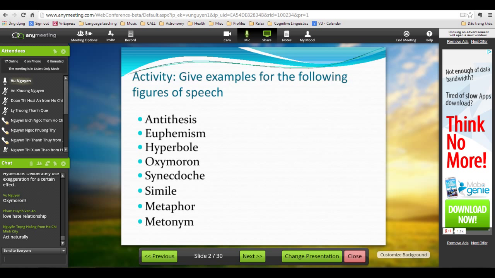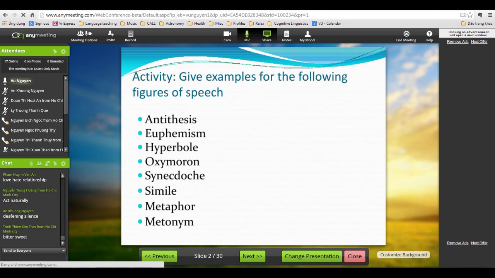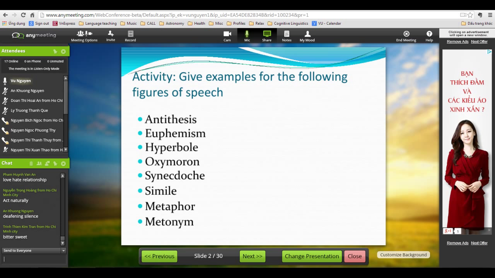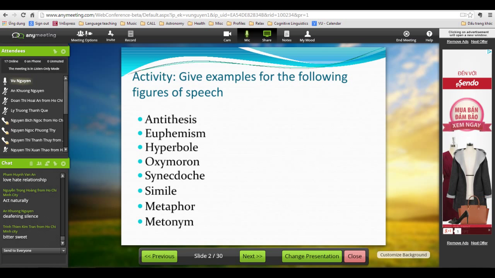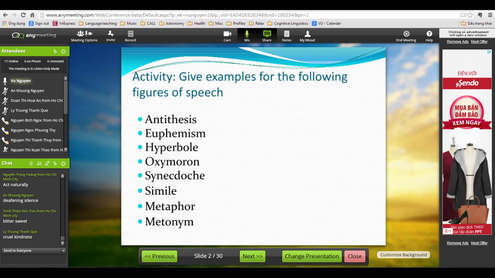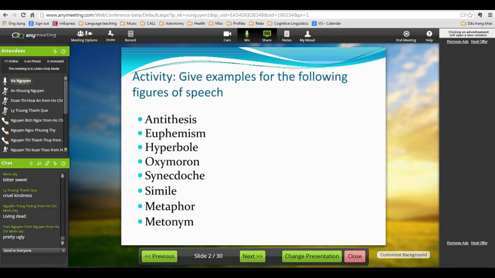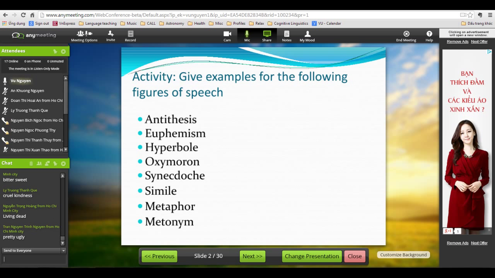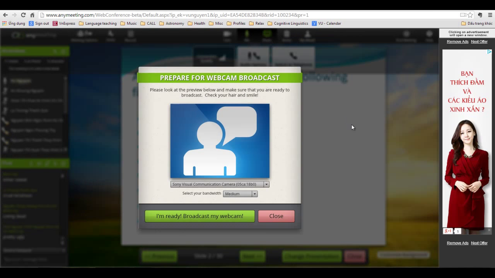Act naturally, or, well, I'm not sure whether act naturally is an oxymoron, because basically in order to have an oxymoron, contradictory words are combined together in one expression. Bittersweet is a very good example. Cruel kindness, yeah, exactly. That's a very nice example. Cruel kindness, bittersweet. Okay, pretty ugly. Well, that sounds nice.